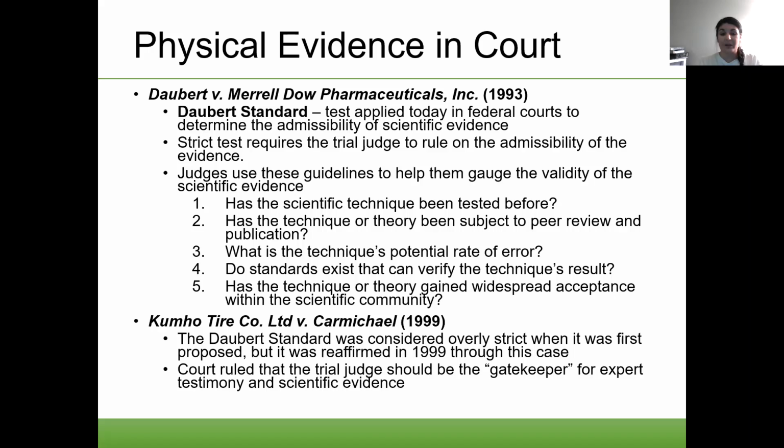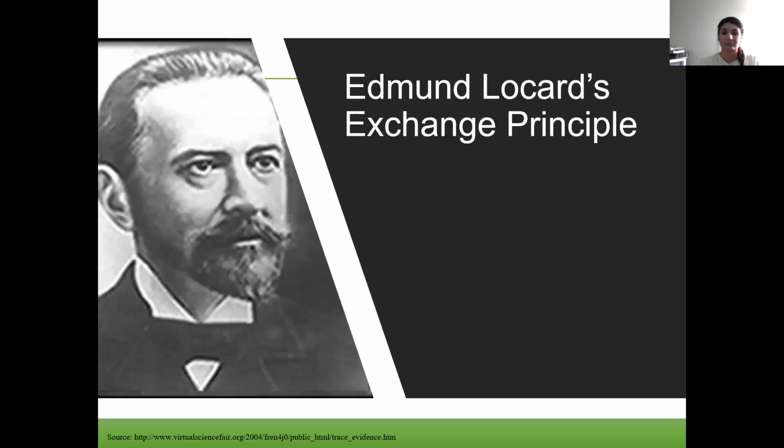The Daubert standard was considered pretty strict, too strict, when it was first proposed, but in this case, it was reaffirmed and ruled that the trial judge should be the gatekeeper for expert testimony and scientific evidence. It upheld that the trial judge is the one who decides if it's admissible or not admissible, or if expert testimony should be allowed or not. It all goes through the judge.